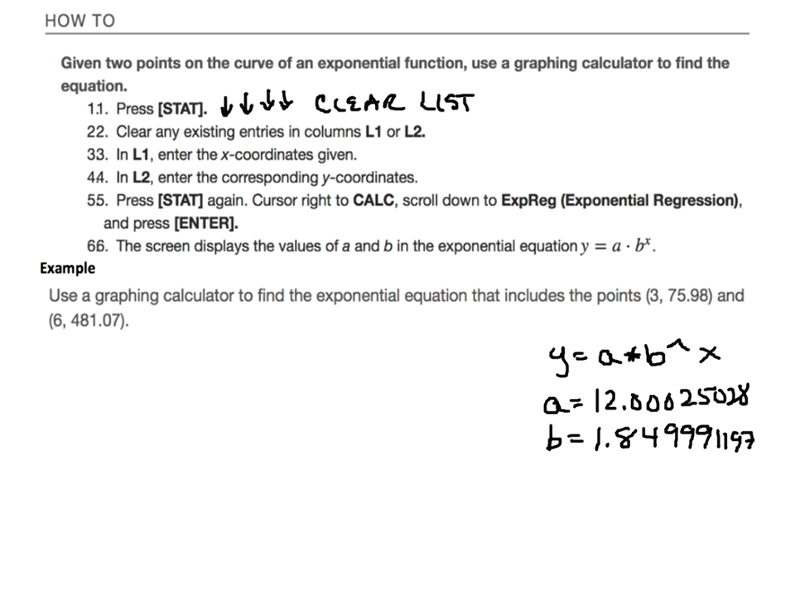Don't worry about r squared and r. Those are for statistical purposes. Those are your correlation coefficients. So from my calculator, I know that I can write the equation f of x equals 12.0003, it rounds up, times 1.84. We'll cut that off at the hundredth place there. I don't have to. We'll do 1.85 raised to the x power.